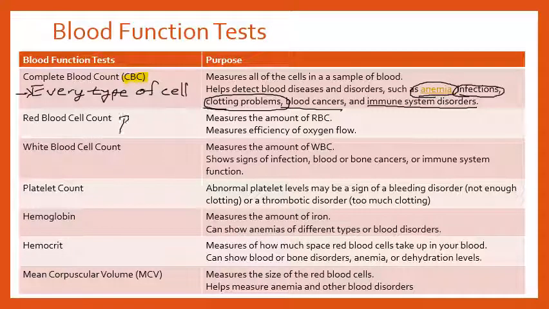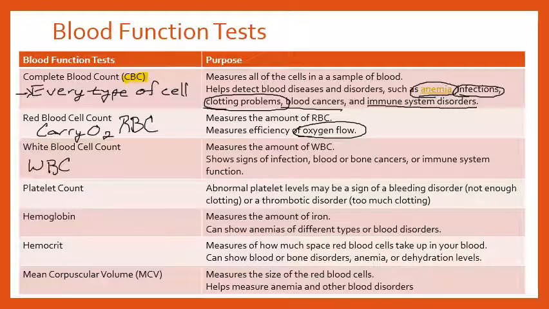A really common thing to have done is a red blood cell count, or an RBC count. By figuring out how many red blood cells you have, you're looking at how well oxygen is flowing through your body. Remember, red blood cells carry oxygen, so you can measure essentially how much oxygen is moving through your body. A white blood cell count, or WBC count, is measuring your white blood cells. This can show you signs of infection.